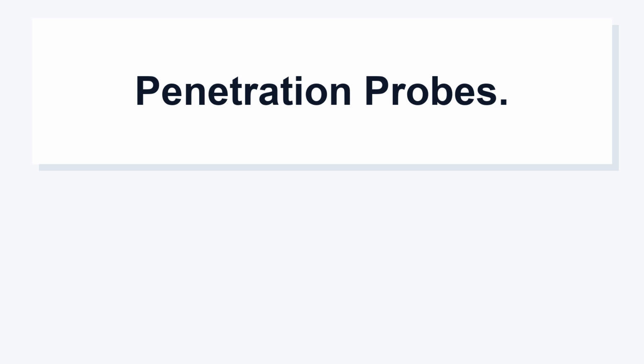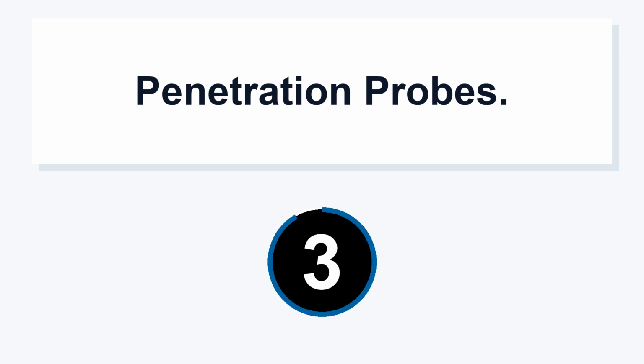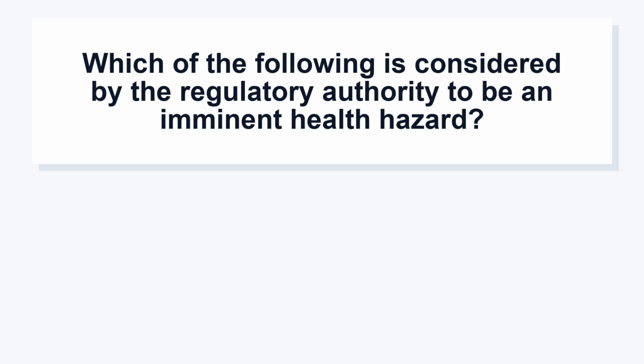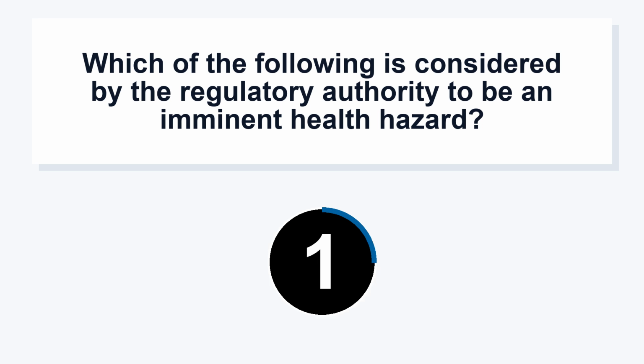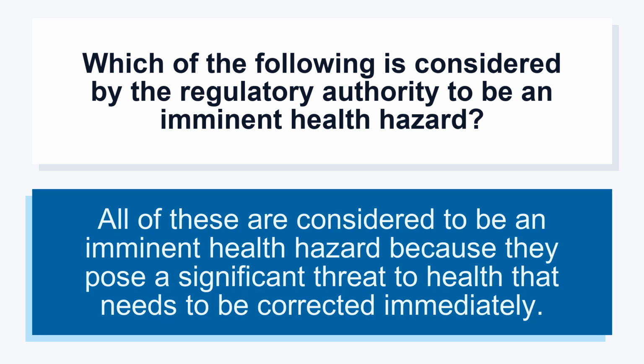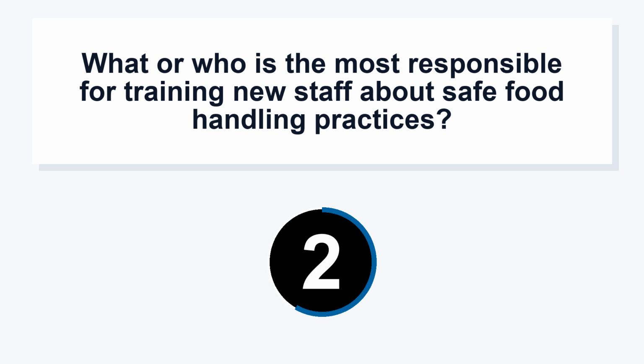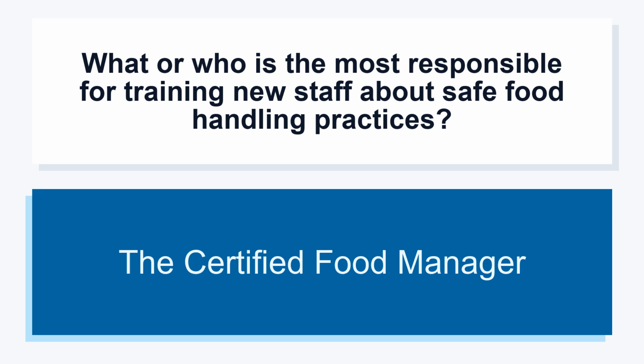Penetration probes. These are used to take the temperature of thin foods, like hamburger patties or fish fillets. Which of the following is considered by the regulatory authority to be an imminent health hazard? All of these are considered to be an imminent health hazard because they pose a significant threat to health that needs to be corrected immediately. What or who is the most responsible for training new staff about safe food handling practices? The Certified Food Manager.